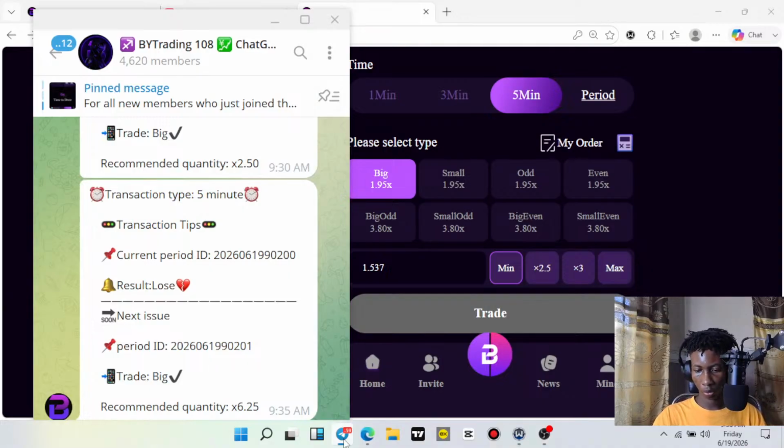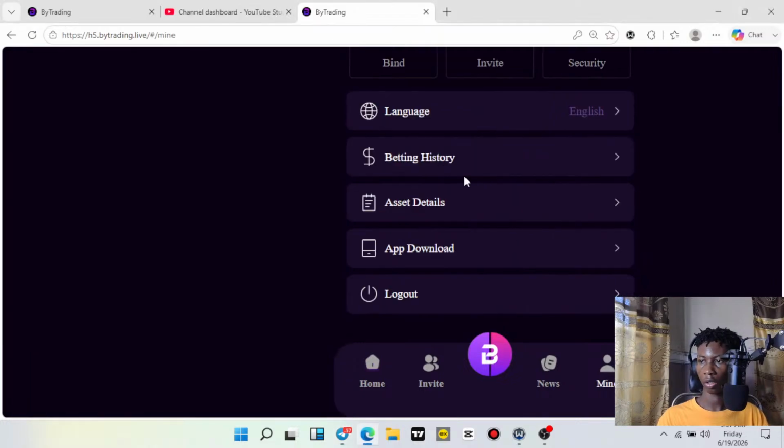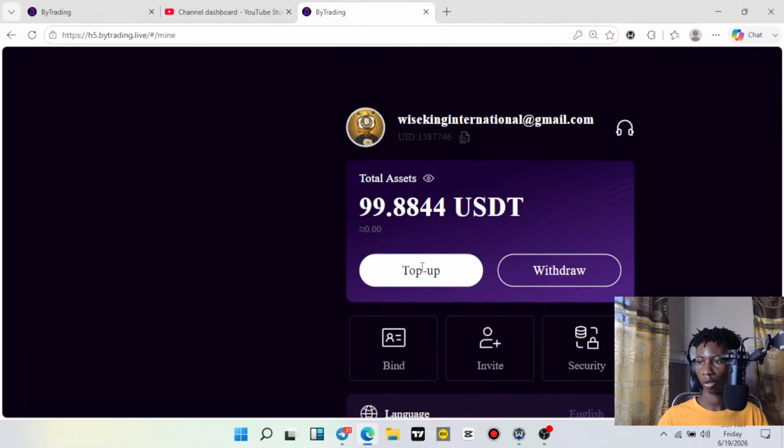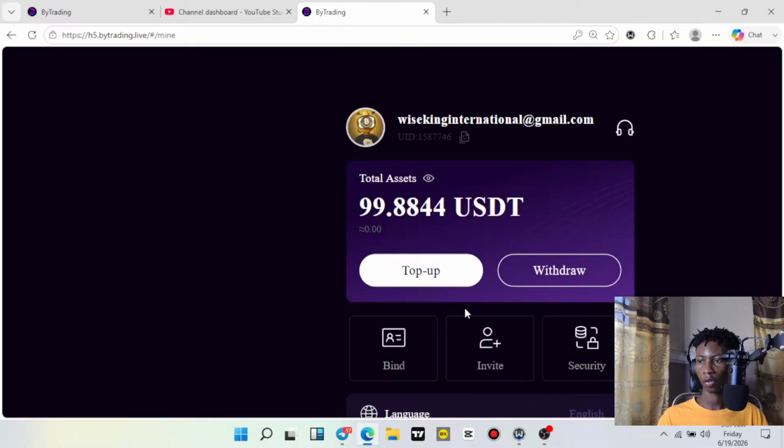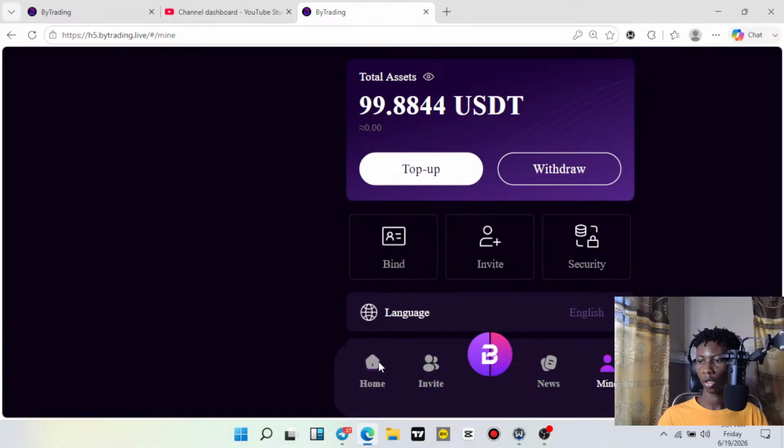The deposit options: you can fund your account with USDT on the platform. Let me click on the last icon, then click on this top up. You can see the method TRC20 USDT and this particular network. This is their deposit method, so you can select any one of your choice and fund your account. So that's it.